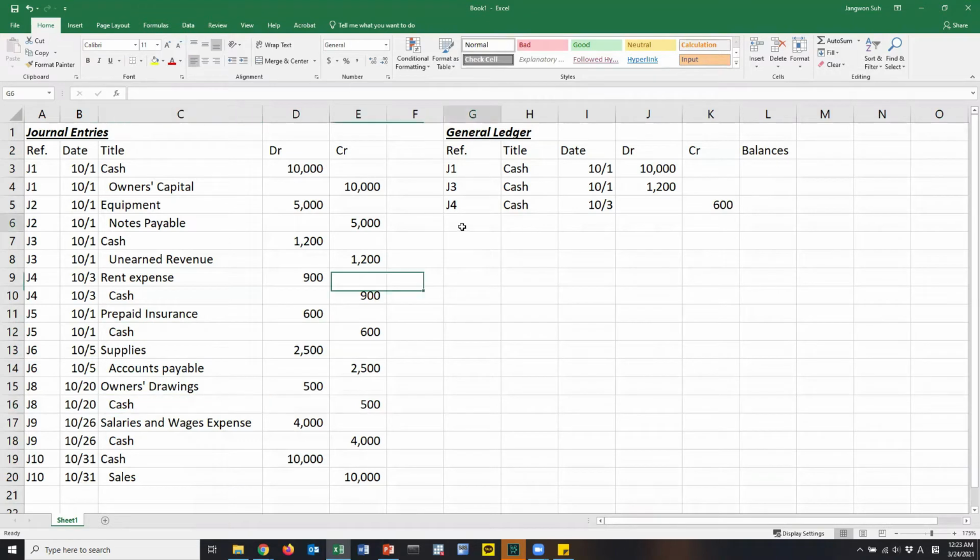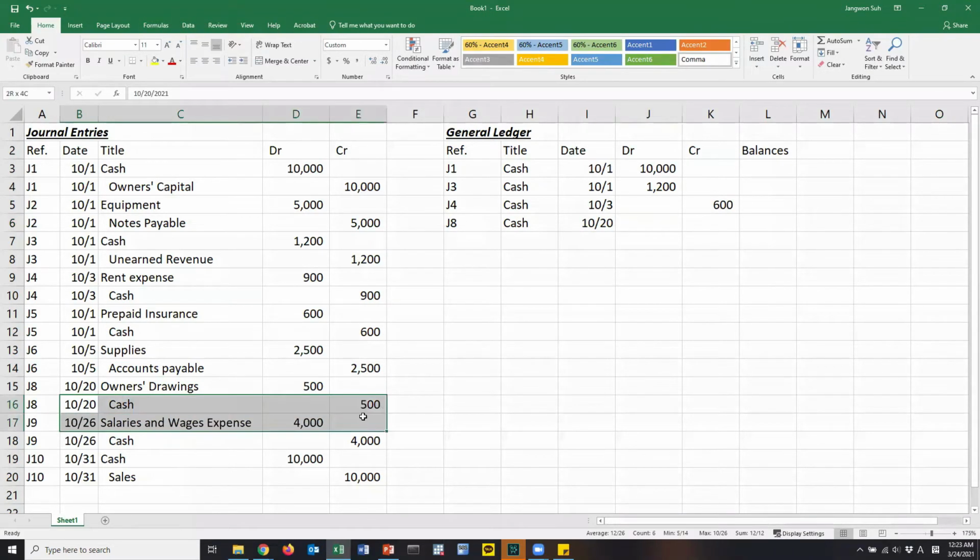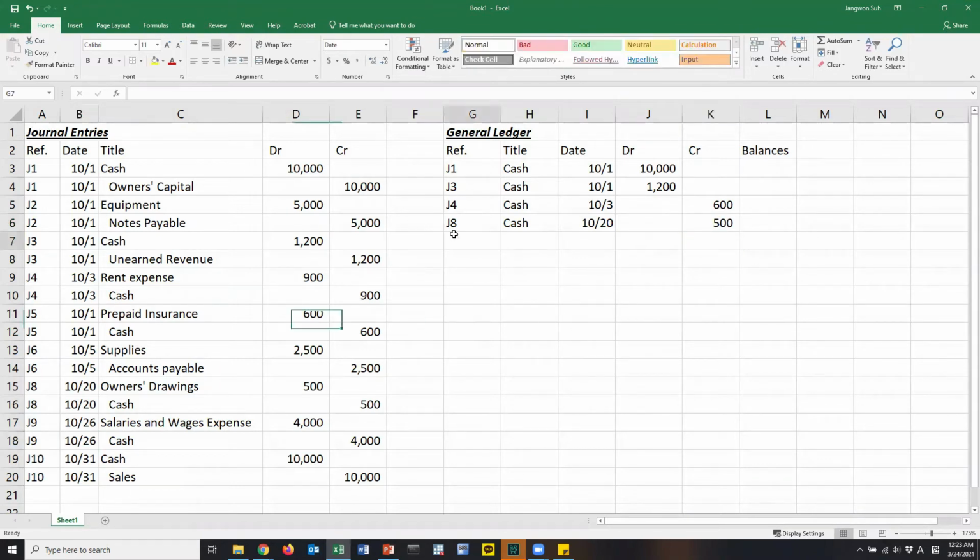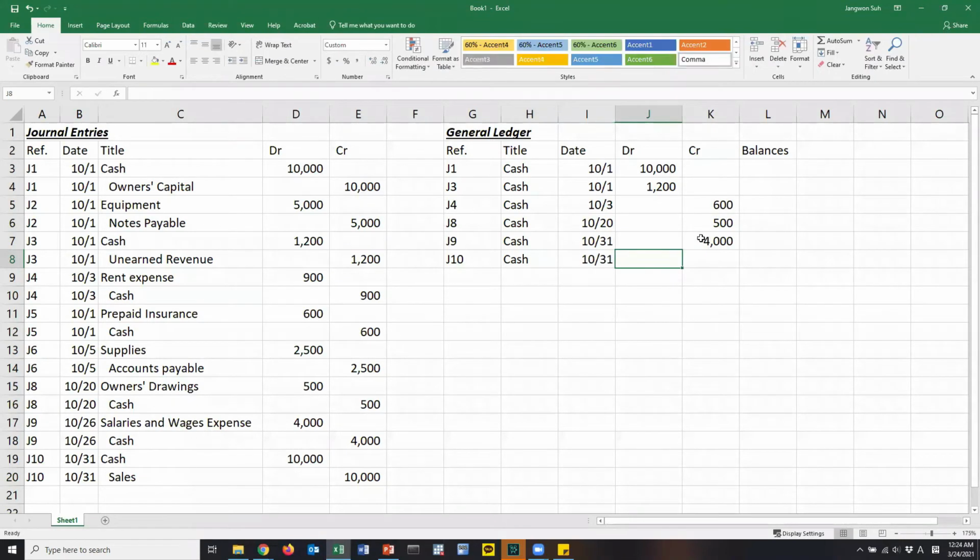And then where else? On the 20th, J8, cash, 500, on the credit side. And then J9, cash, 1031, and we can see that it is credited. And then J10, finally. We have cash, 1031, and now it is debited.